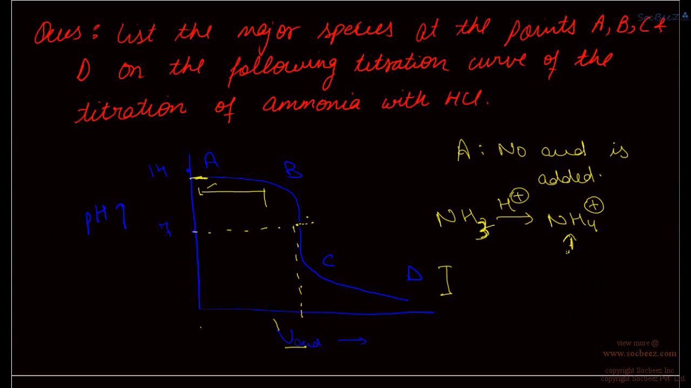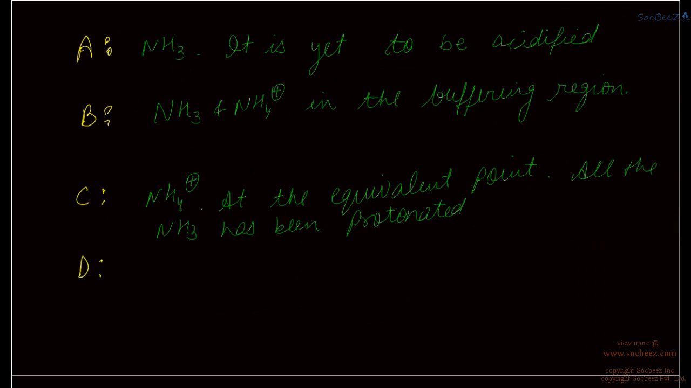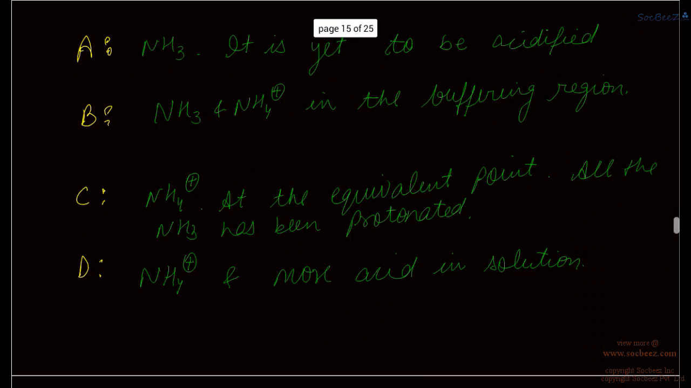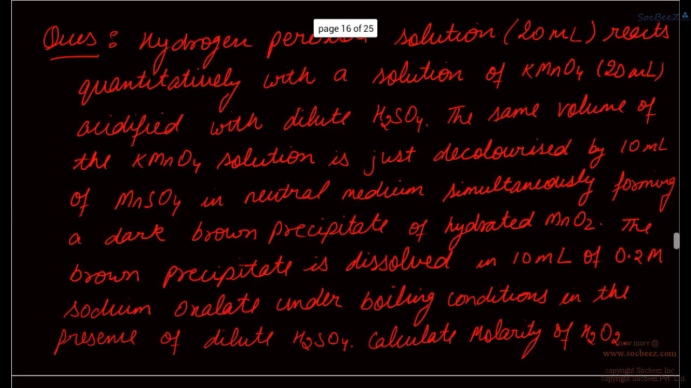Okay, but at point D, since all the NH3 has been protonated and only water molecules and NH4 positive are present, we can say that only NH4 is present along with water, which we do not consider, and more acid. Since acid keeps on getting added, more acid in solution is present. So this is what this graph is telling us. Let's move on to another question.